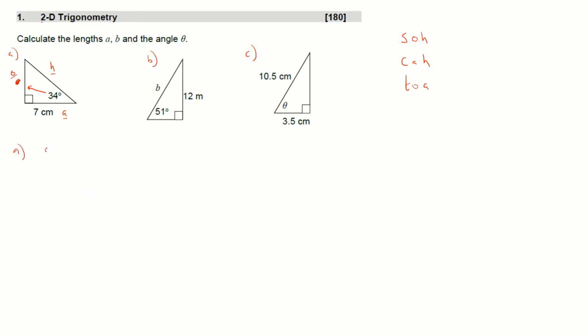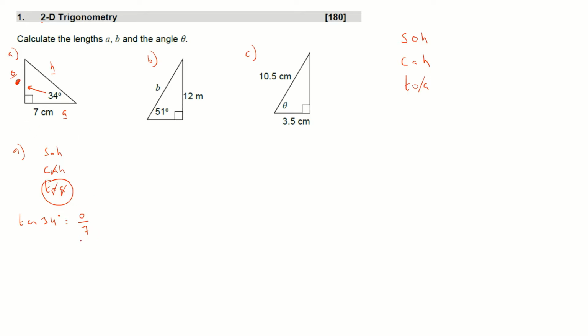So if I'm doing these, I always write down SOHCAHTOA and see which one we have to use, sine, cos, or tan. Well, I know A, but I want to find O. So I'm going to use tan. Okay, so I know that tan 34, and I know tan is O over A. So it's going to be O over 7, but I don't know what O is. I know that A is 7.